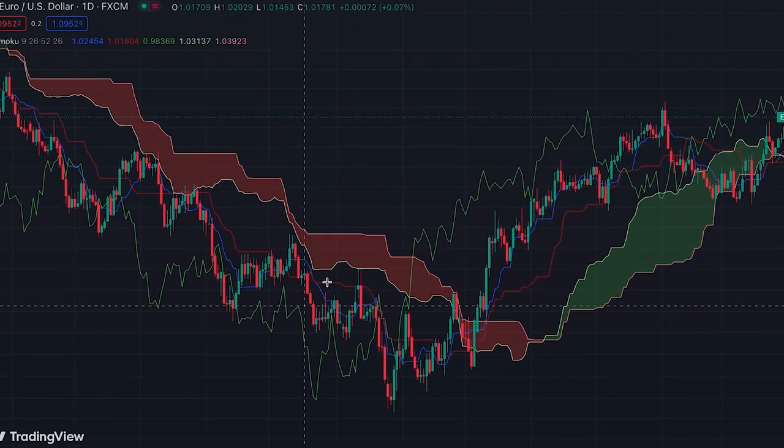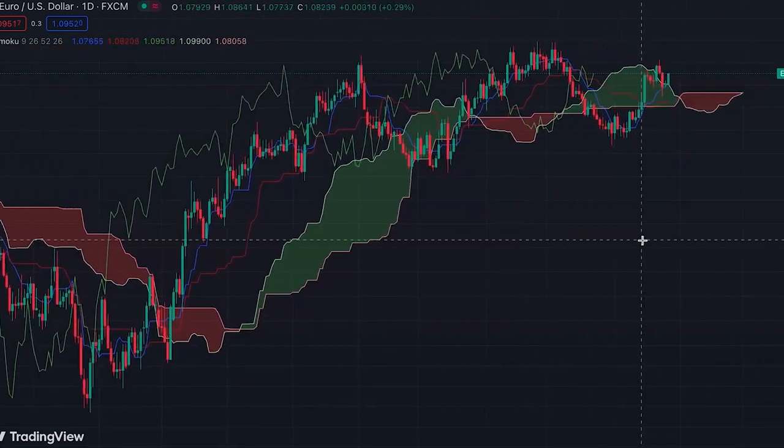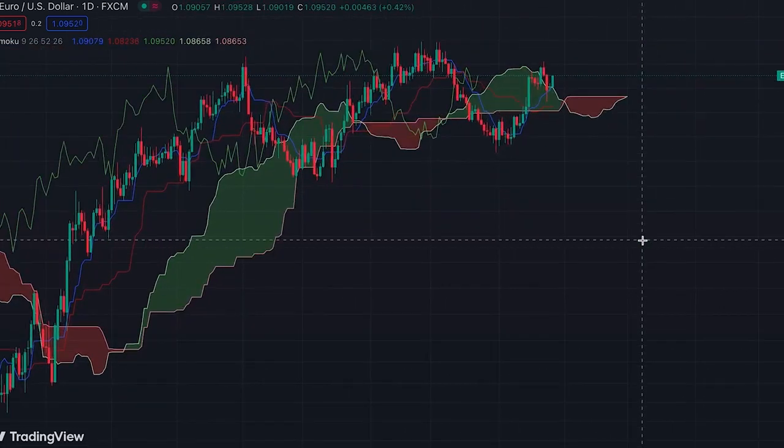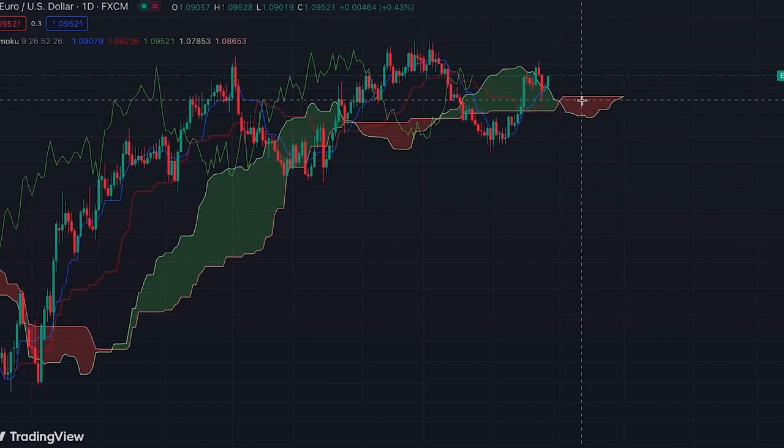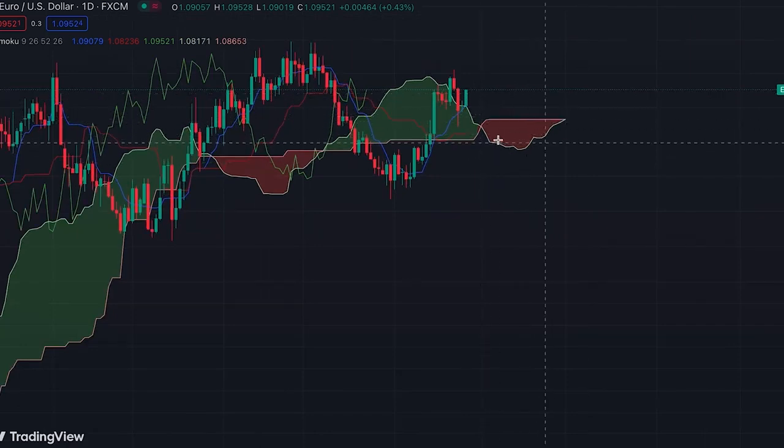As I explained, leading span A and leading span B are shifted forward and they are plotted 26 periods in the future. So the cloud also provides possible future support and resistance levels that may hold. For example, here you can see that we have the cloud in the future and it shows the possible support area or a resistance area if the price goes below the cloud.